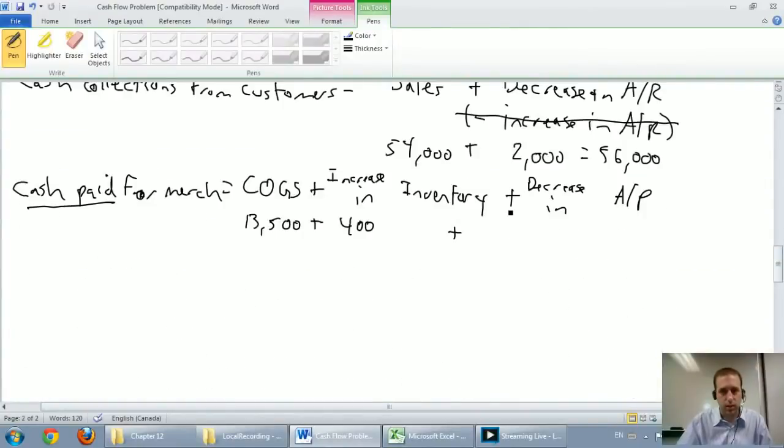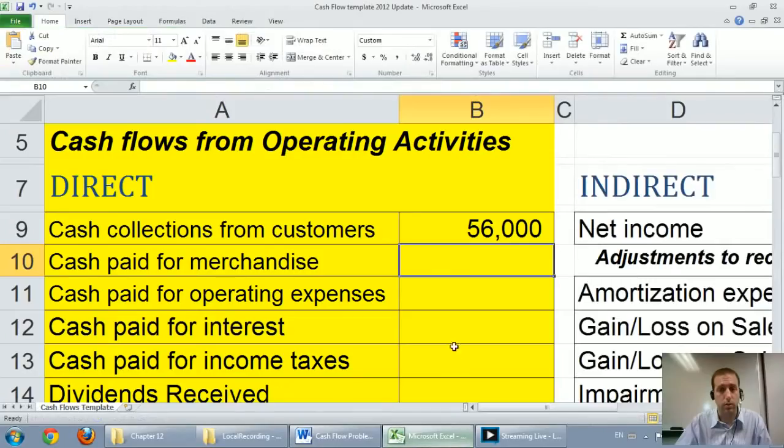So because it increased, that actually is going to be a negative here. So let me cross that out. It's a minus 1,800. So 13,500 plus 400 is 13,900. Minus 1,800 is 12,100. So I'm going to fill that into my chart. My cash paid for merchandise was $12,100.